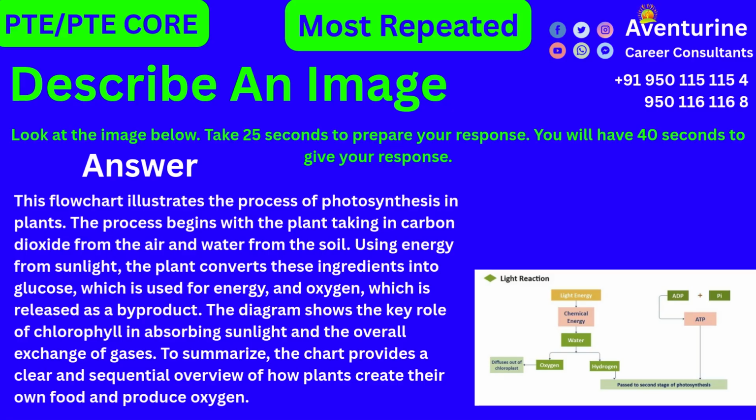released as a byproduct. The diagram shows the key role of chlorophyll in absorbing sunlight and the overall exchange of gases. To summarize, the chart provides a clear and sequential overview of how plants create their own food and produce oxygen.